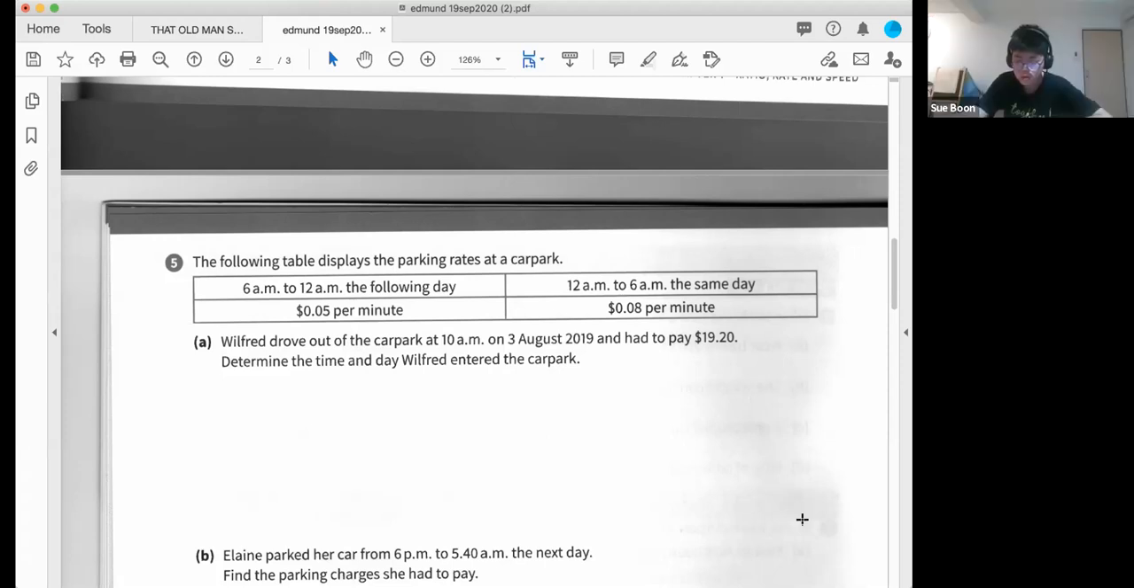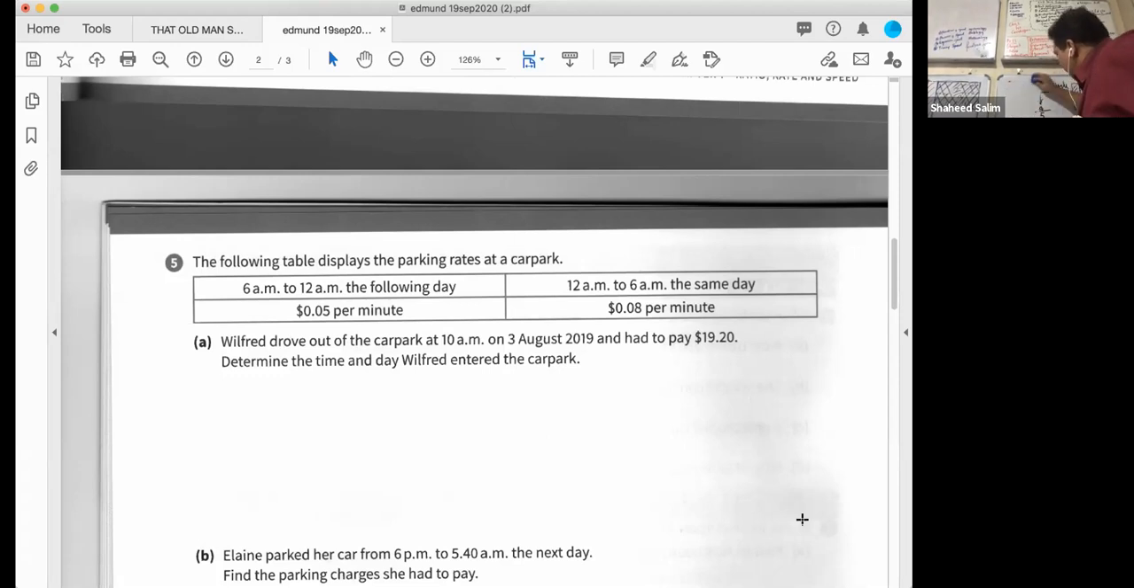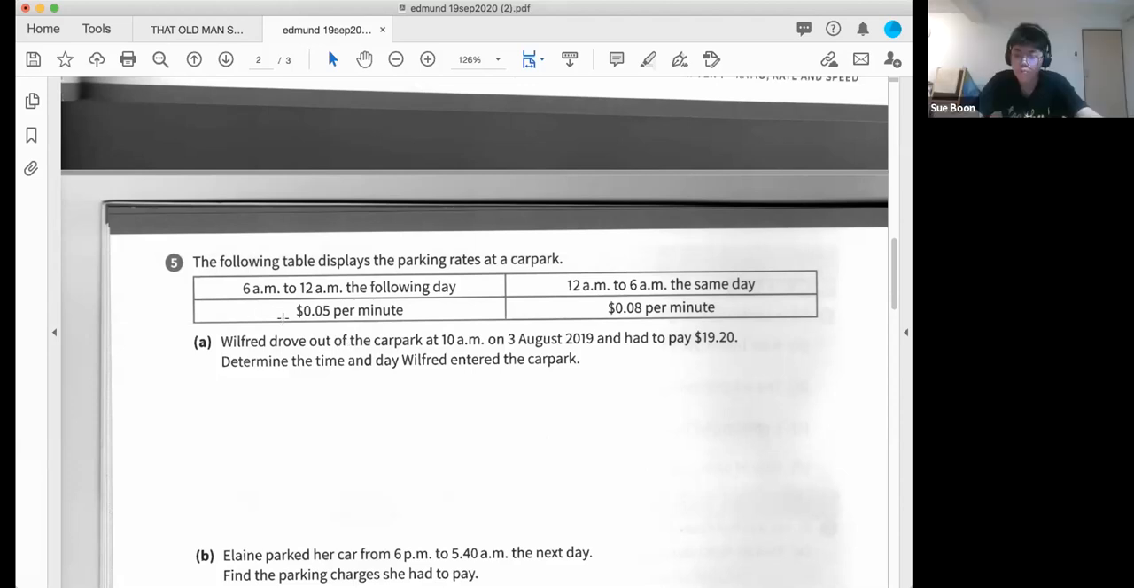I don't know how to do. Okay, so we go step by step. They tell us that at 10 a.m., this Wilfred drove out of the car park. Means his car was in the car park before 10 a.m. They want to know what time did his car first enter the car park. So we got to work backwards.